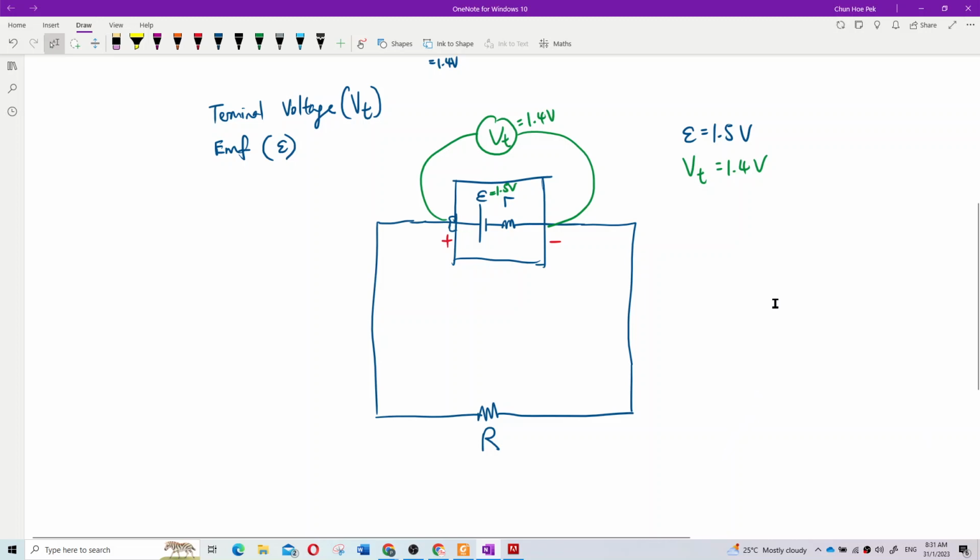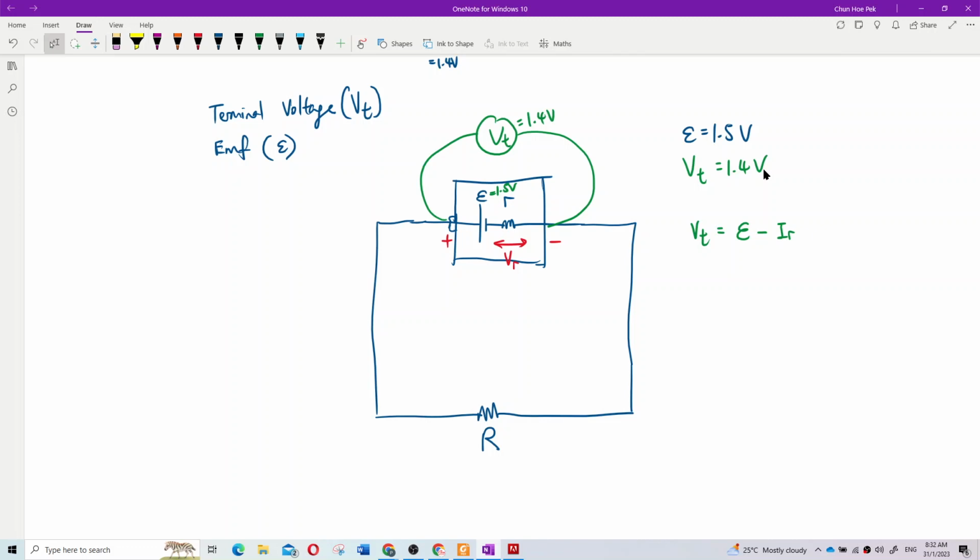I can listen clearly. That's right, because there is a potential drop across the internal resistance. We put this as V small r. So how to get the terminal voltage? Terminal voltage is actually EMF minus Ir.